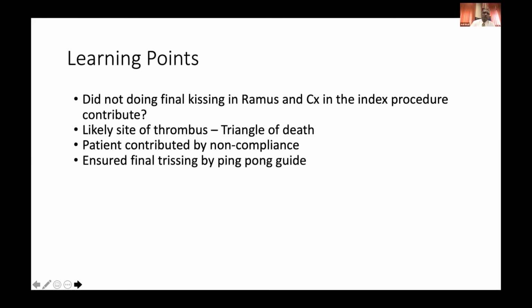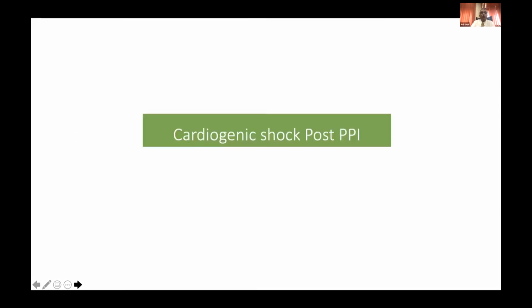So not doing final kissing in the circumflex and ramus is an issue, but we must remember the likely site of thrombus in the triangle of death can be a real problem. Of course, the non-compliance is a major problem, and you have to be very, very careful. And this is after we had spent time with him and his family, telling them about DAPT, but it yet didn't happen. So there's many a slip between the cup and the lip, and we ensured final kissing by using a double guide or a pinpoint guide technique.